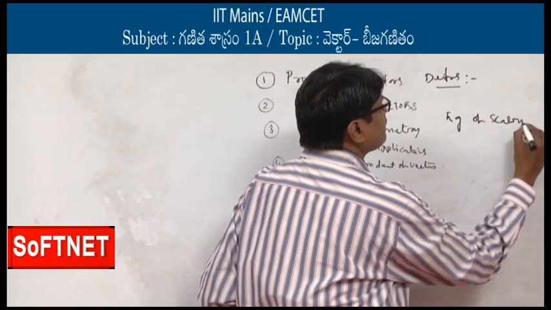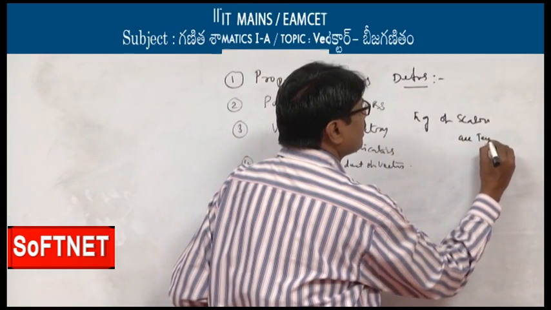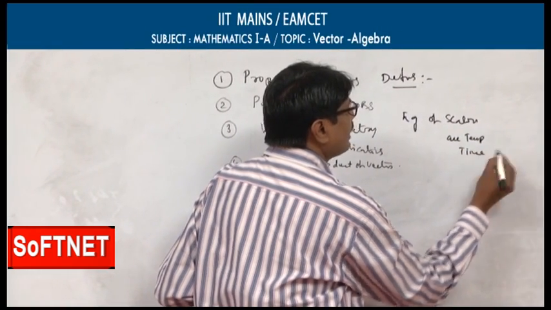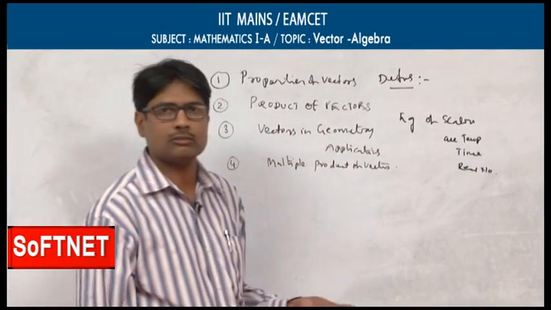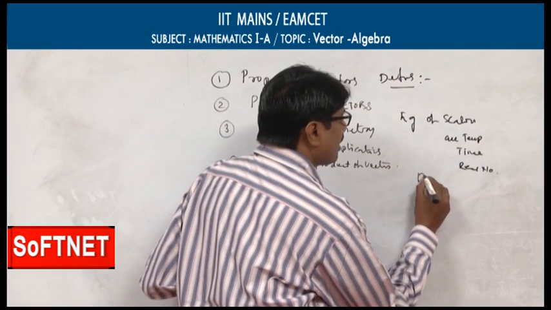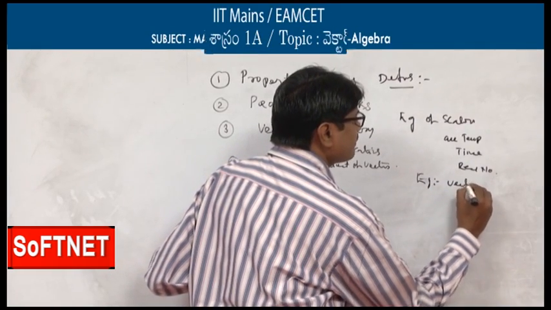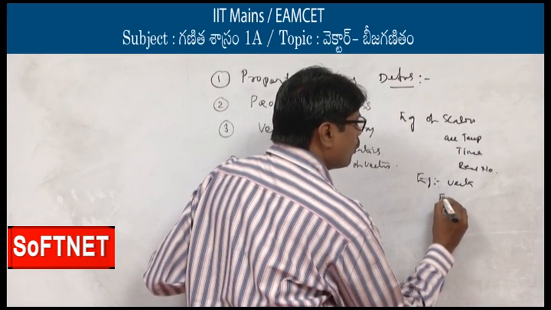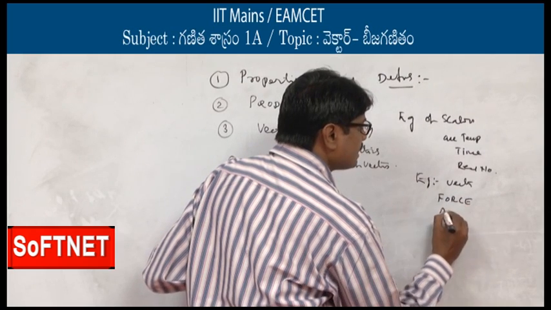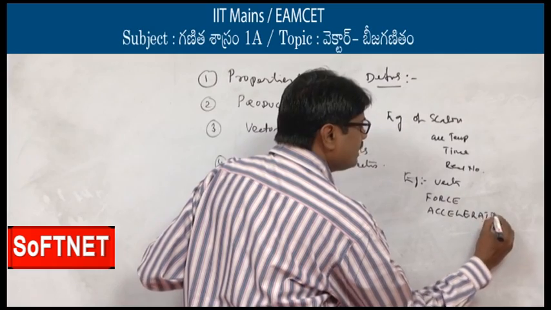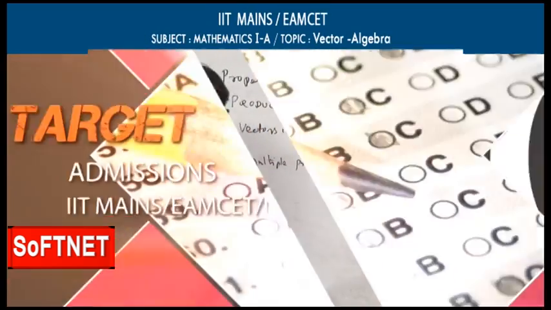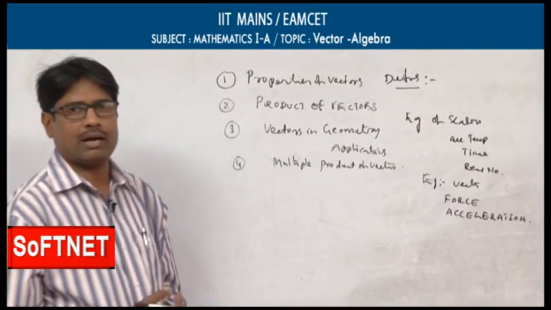Examples of scalars are temperature, time, and real numbers. These are the examples for the scalars. And examples for the vectors will be force, acceleration. These are the 2 examples. So in the algebra part, definitions.